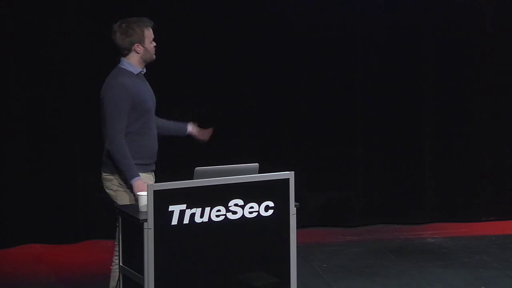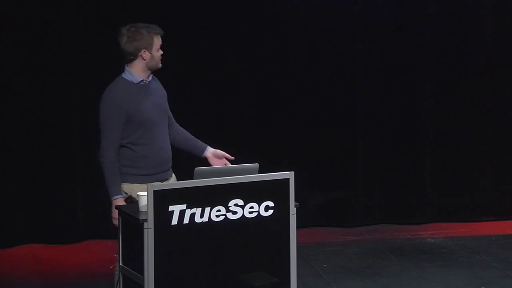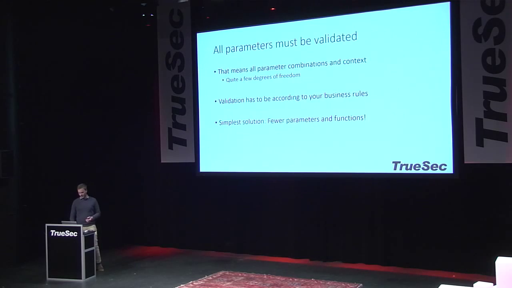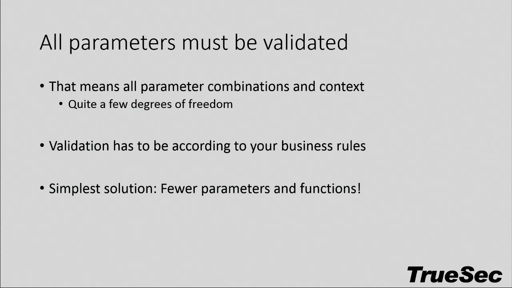I need to somehow remove this parameter. For example, in this case, user info current or user info would give me my user info, where the authentication comes from the session, and the authorization, of course, must take place, because perhaps I'm not the user that's allowed to view his user info. But at least there's no reason why I should be able to actually have this parameter to modify, because all the combinations of parameters and the context need to be validated in some way. And that's really annoying, because that's quite a few degrees of freedom.